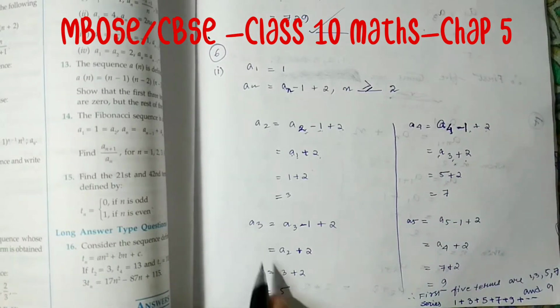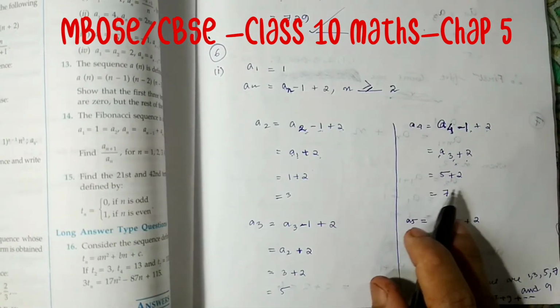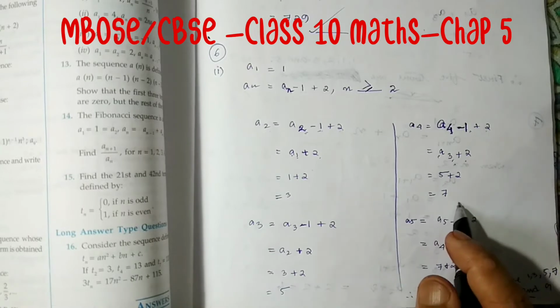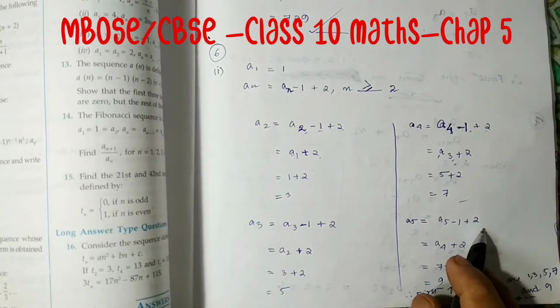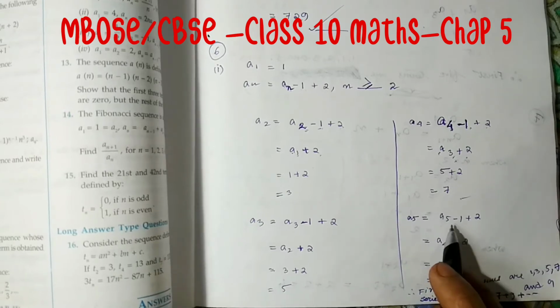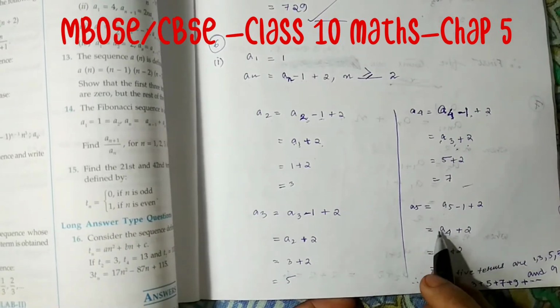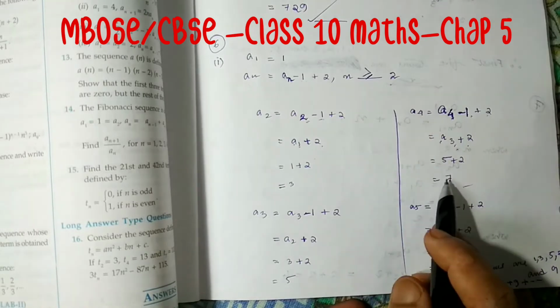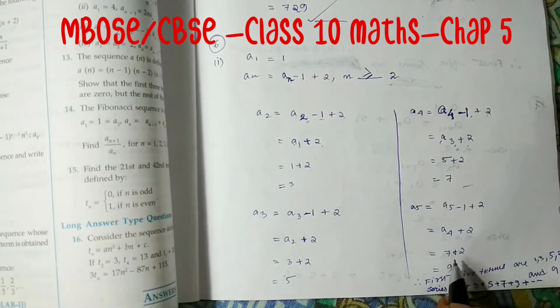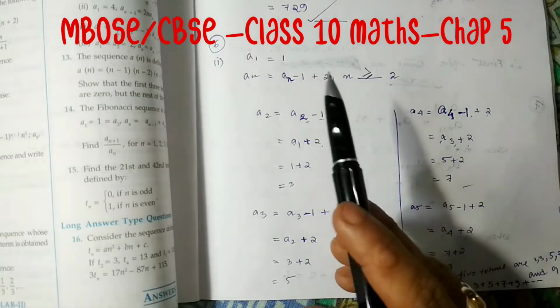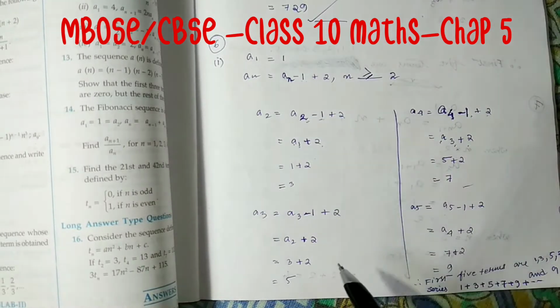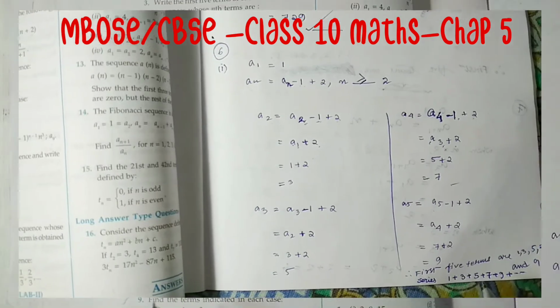A3 is what? A3 is given as 5. So it will be 5 plus 2, and 5 plus 2 will be 7. And the fifth term will be A5 minus 1 plus 2. A5 minus 1 will be A4, plus 2. A4 is what? A4 we got 7. So you have to replace it by 7. 7 plus 2, 9. Therefore, the first 5 terms are 1, 3, 5, 7 and 9. And the series will be 1 plus 3 plus 5 plus 7 plus 9.